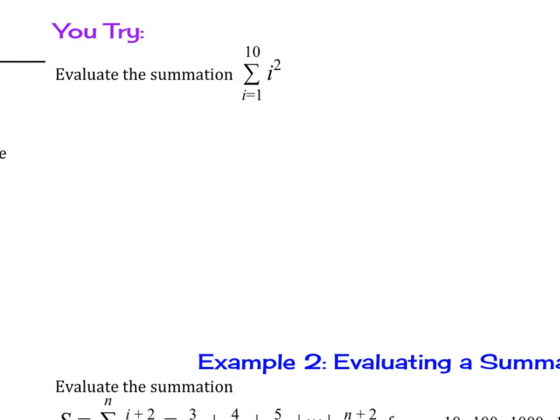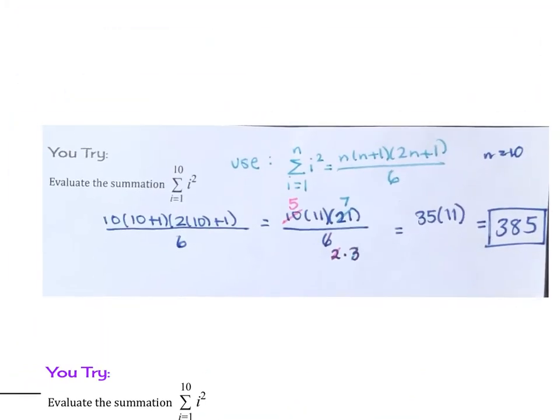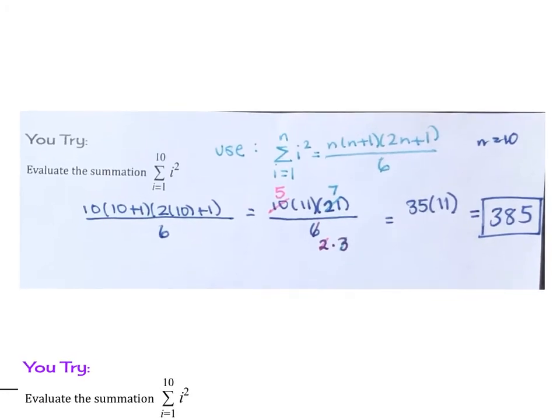Evaluate the summation of i squared, those first 10 terms. So the first 10 terms, summing up those first 10 terms of i squared, you would get 385.